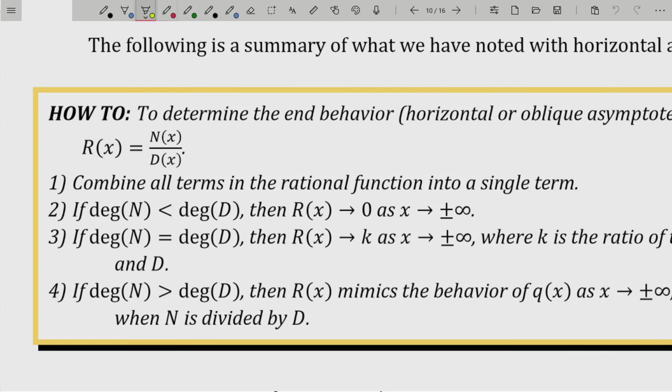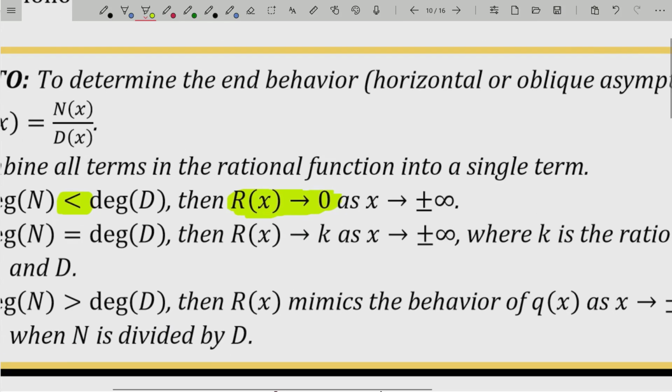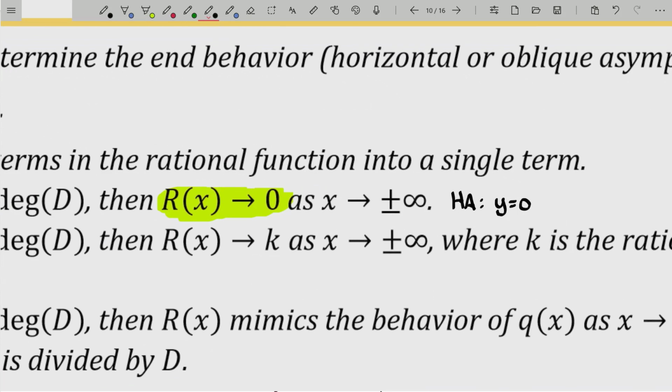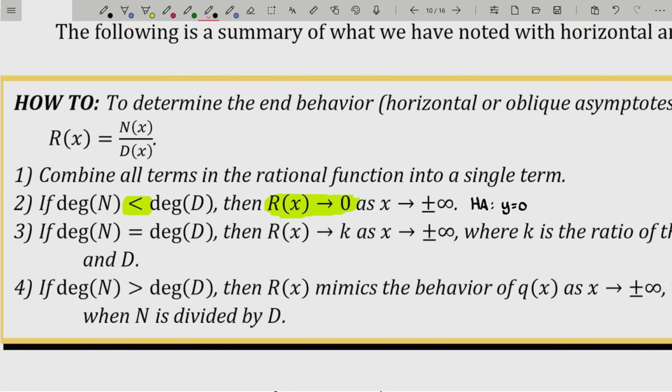Once you've done that, if the degree of the numerator is less than the degree of the denominator, then our rational function goes to 0. We have a horizontal asymptote at 0. Let me write that. I use HA for horizontal asymptote and VA for vertical asymptote and OA for oblique asymptote, by the way. So again, if the degree of the numerator is less than the degree of the denominator, then our rational function tends to 0 as x goes to plus or minus infinity. Or in other words, we have a horizontal asymptote at y equals 0.